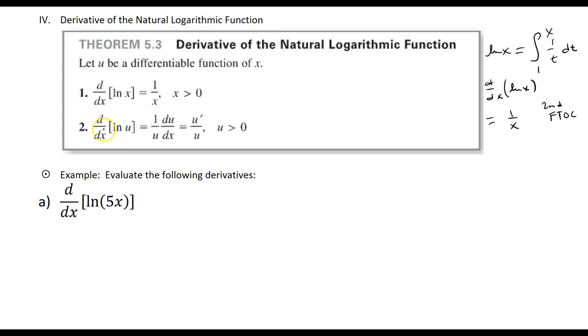Now, if you happen to have the derivative with respect to x of the natural log of u, notice that the x and the u don't match here. That just means you'd have to use the chain rule. So that's going to end up being 1 over u times the derivative of u with respect to x. Now, to shorthand this, we usually refer to that as u prime over u. So you'll hear me say that a bunch throughout this chapter. That's u prime over u.